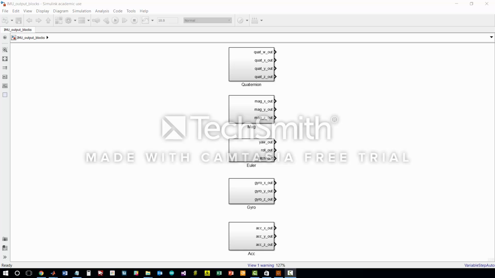As you can see here, I've also developed a series of output blocks that can be used with the IMU block. In my previous simulation, I only used quaternion and gyroscope data, but magnetometer, accelerometer, and Euler angles are able to be extracted directly from the IMU.